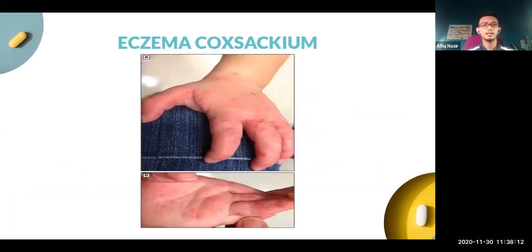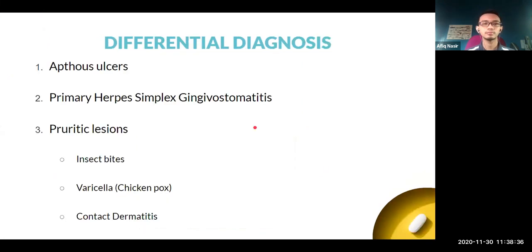So here is a picture of Coxsackievirus A6 HFMD, which shows eczema coxsackium. It's a bit different compared to the regular HFMD, which shows vesicular lesions. Here there are rashes and redness, which shows eczema. Then we have the differential diagnosis of HFMD. Some diseases might show similar signs and symptoms to HFMD. That includes aphthous ulcers, primary herpes simplex gingivostomatitis, and pruritic lesions such as from insect bites, varicella, and contact dermatitis.